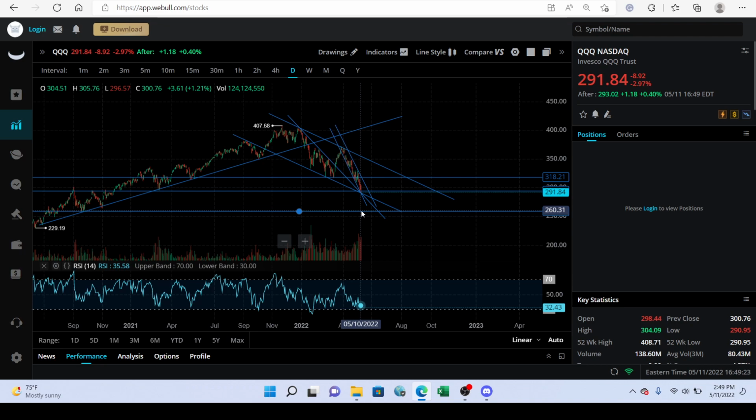Now that looks very, very ugly. On 260, oh boy, that would put NASDAQ almost at a 30% correction. I mean, we could do the math right here.